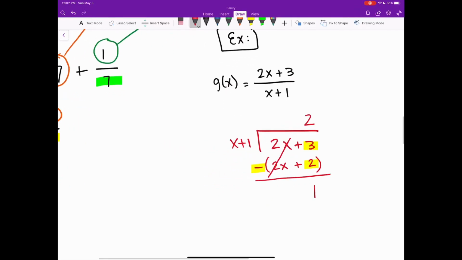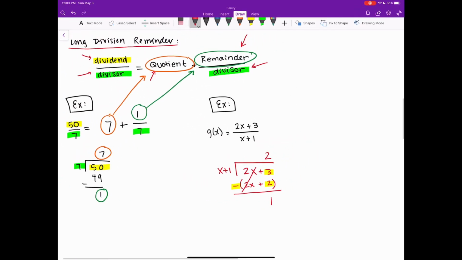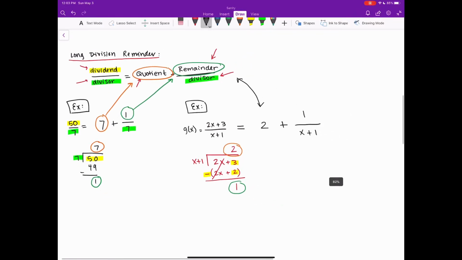So from this information, zoom out. Okay, from this information, I can see my quotient of 2, and I can see my remainder of 1. Now I can write this just in this form here, okay? So I'm going to follow this. I'm going to say my quotient of 2, so 2, and then plus my remainder divided by my divisor, my remainder of 1 divided by my divisor of x plus 1, all right? And there's my function, right?